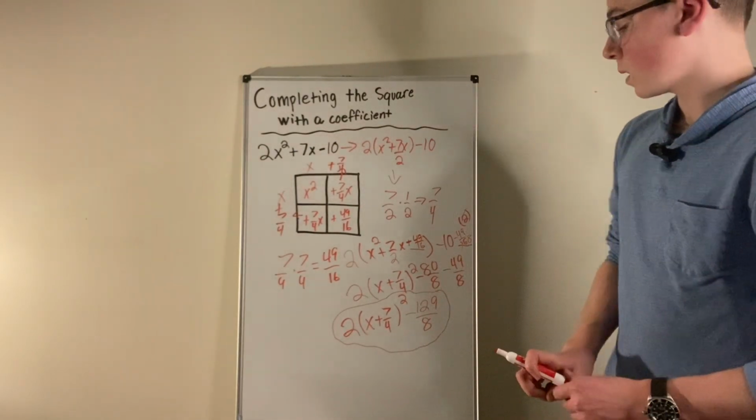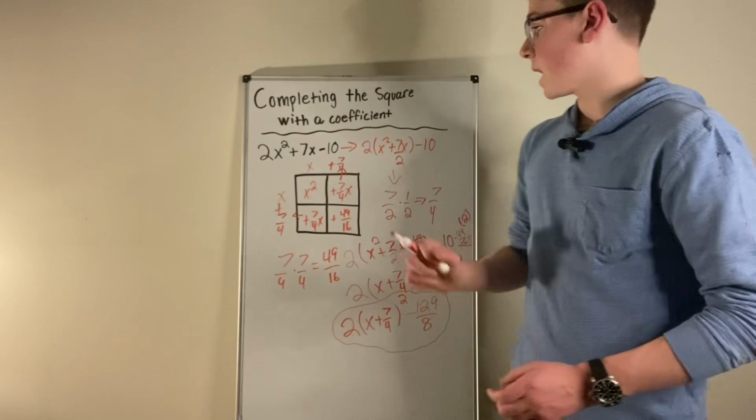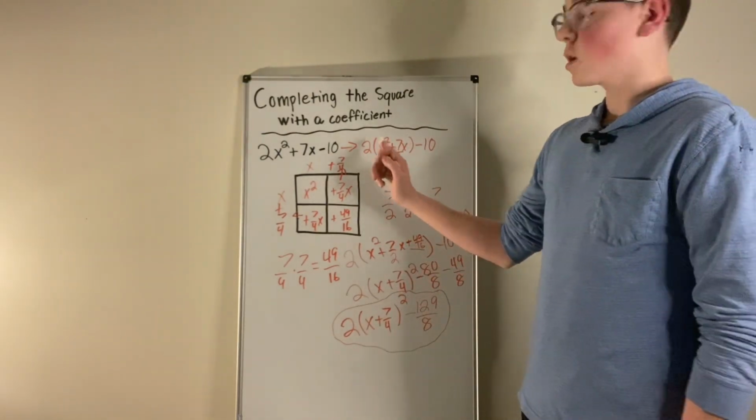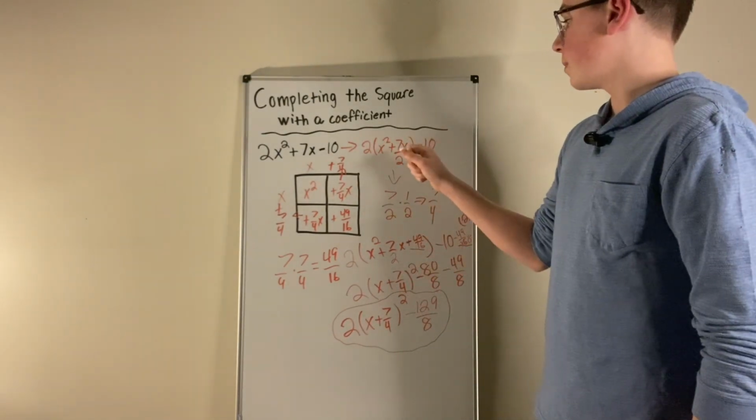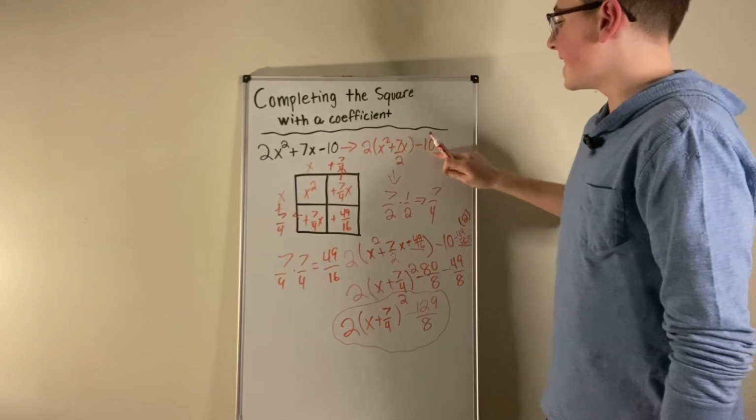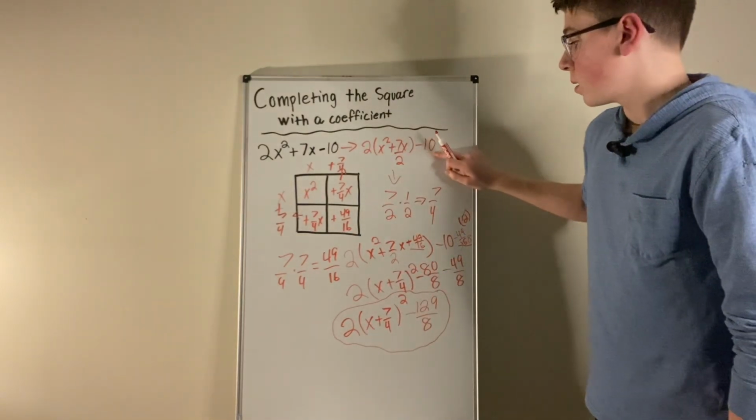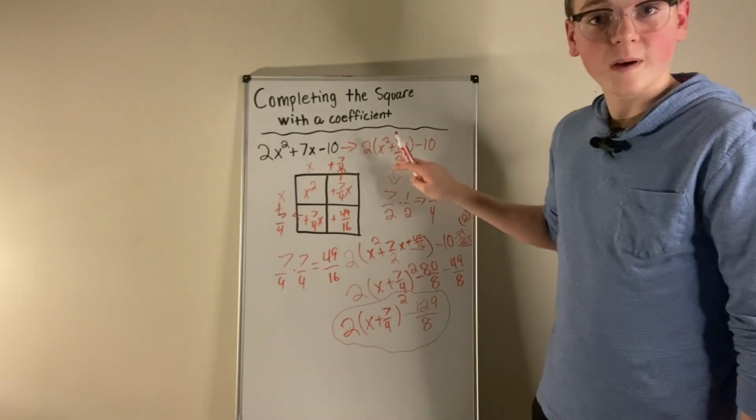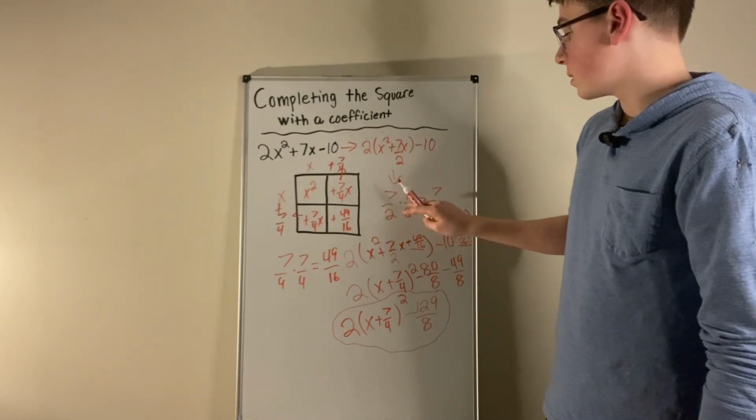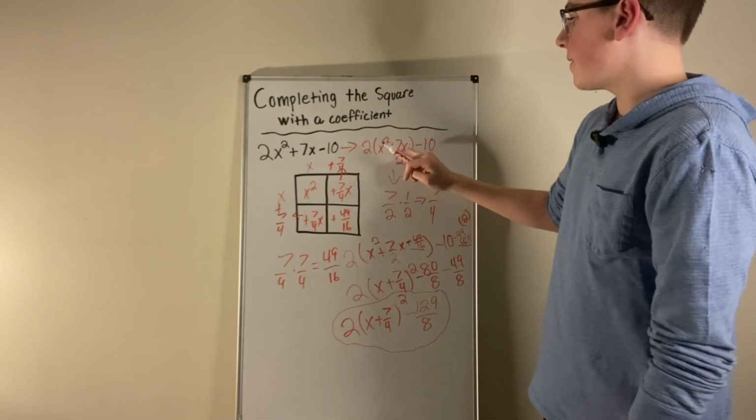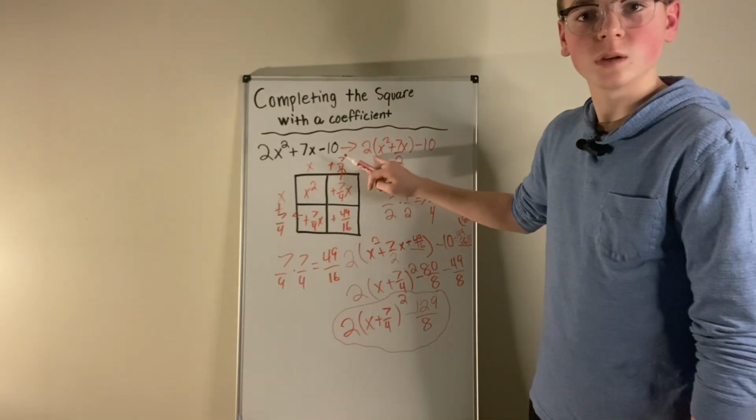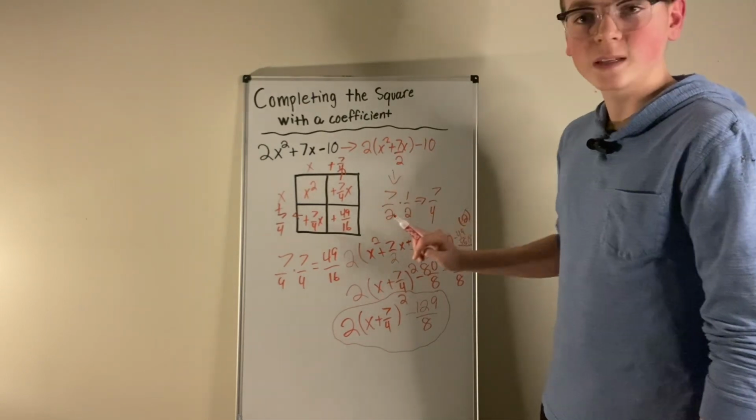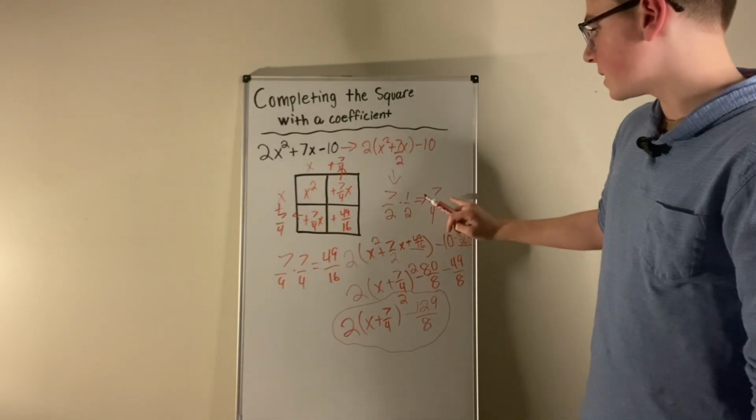So, let's run through this one more time. What did we do? We took the coefficient out of x squared plus 7/2 x. We did not take it out of this last term. So, this 7/2, or whatever this b value divided by the coefficient you took out, you're going to have to divide it by 2, or multiply by 1/2, is 7/4.